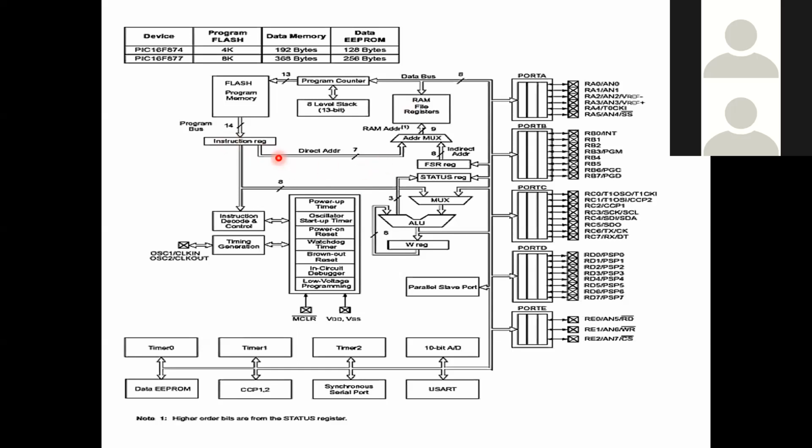We have 2 types of addressing mode: direct or indirect addressing mode. So it is 13-bit. What is the capacity? 8 kilobytes ROM memory, 256 bytes EEPROM memory, and 368 bytes RAM memory. Okay, 3 timers are there. Analog to digital and digital to analog converters are there. Parallel slave port, which they call PSP, is there.